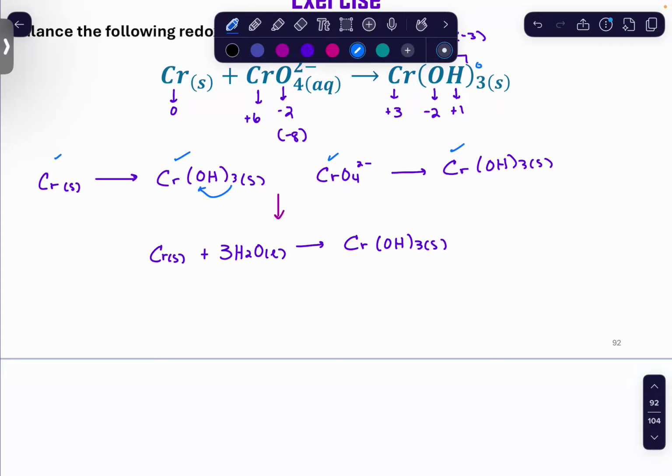Okay, now in the reduction half reaction, you have 4 oxygens and 3 oxygens. That means your right side needs 1 water. Chromate.